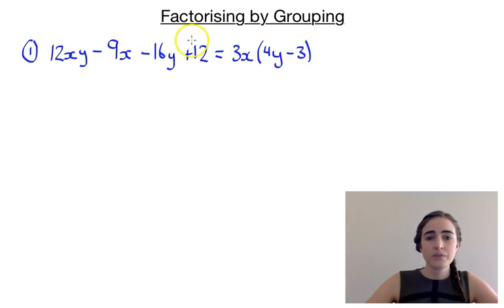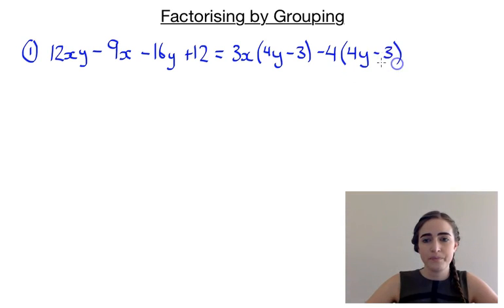So that's the first 2 terms, and we're going to look at these second 2 terms. Because that first term starts with a negative, we're going to pull out a negative, and the common factor is 4. So we're going to pull out a minus 4, and that will leave us here, minus 16y divided by minus 4 will leave us with 4y, and 12 divided by minus 4 will leave us with minus 3. So in factorising by grouping, when you get to this stage, the terms in your 2 sets of brackets should be the same. If they're not, something's gone wrong.